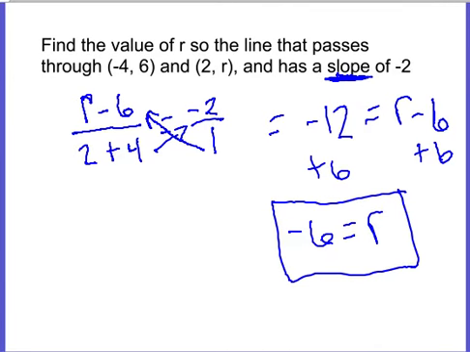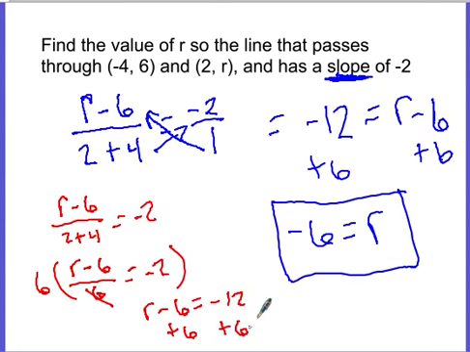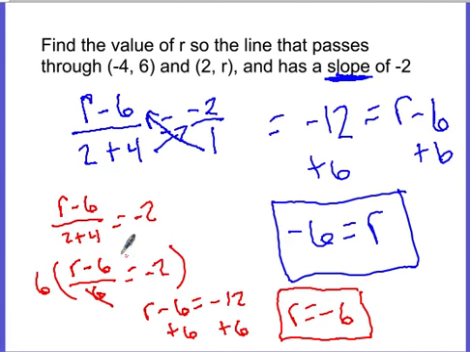You can write it out a different way if you don't like using proportions. When you have it as R minus 6 over 2 plus 4 equals negative 2, what is 2 plus 4? You can just solve this as an equation. R minus 6 over 6 equals negative 2. Then multiply both sides times 6, so that 6 goes away. You'd have R minus 6 equals negative 12. Add 6 to both sides, so R equals negative 6. Either way works. There's no right way to do it. I feel like this way is a little quicker, but if you don't see the shortcut, then just do all the steps like that, okay? We good?